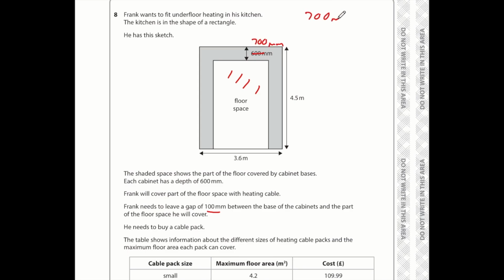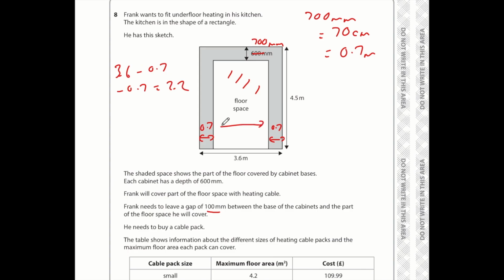Now 700 millimeters, if I divide that by 10, because there are 10 millimeters in a centimeter, is 70 centimeters, and 70 centimeters is 0.7 meters. Just divide that by 100, because there's 100 centimeters in a meter. So in other words, the area of the floor space is going to be 3.6 minus 0.7 and minus another 0.7 on this side, and 3.6 minus 0.7 minus another 0.7 comes to 2.2.